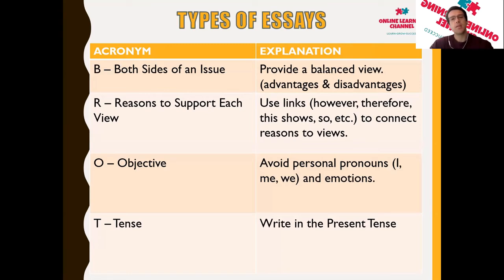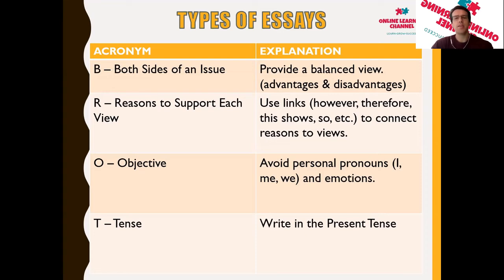In this particular case, the B stands for both sides of an issue. You need to provide a balanced view. There are advantages and disadvantages that need to be evident at the end there, but the point being that it needs to be balanced. The next letter R, reasons to support each view. So you need to use links, however, therefore, this shows, etc., to connect reasons to views that are being offered in the essay.